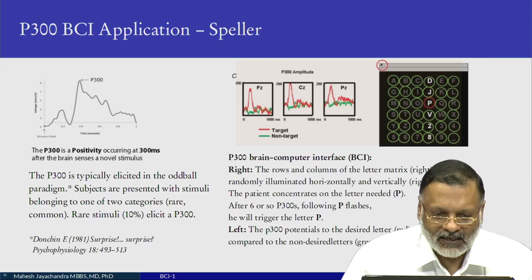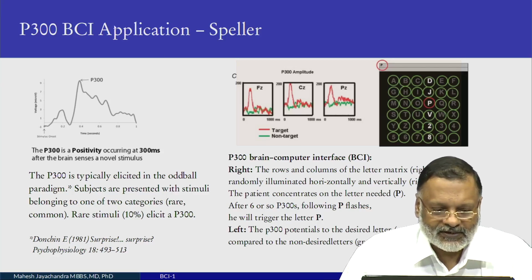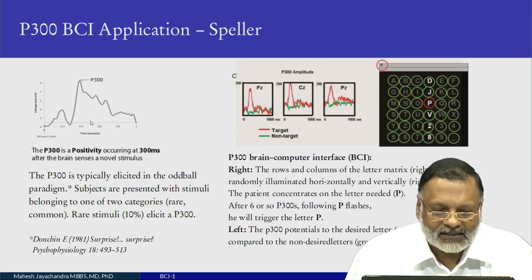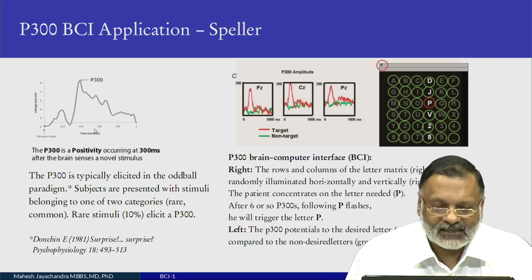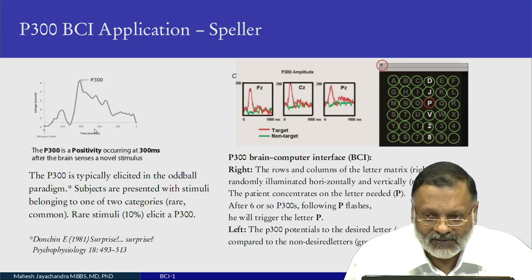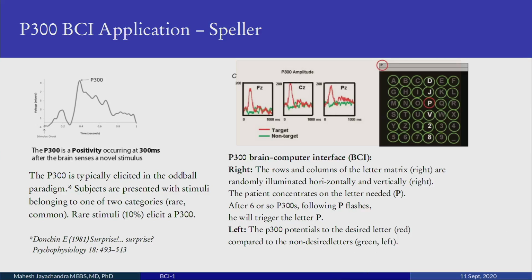So let's consider the P300 BCI application, the speller, in detail. To reiterate, the P300 is a positivity occurring at 300 milliseconds after the brain senses a novel stimulus. For example, you're walking and you suddenly see a snake, you jump, that's a P300. Later it may be a rope or something, but you still react very fast. So that's a P300.